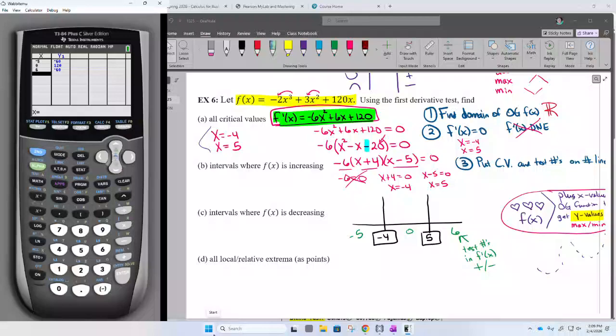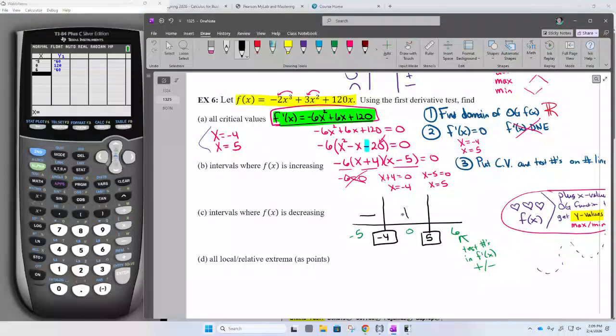But we don't actually care about the numbers themselves. All we care about is they came out negative, positive, negative. And according to our Cinderella story, if it's negative, that means our function was decreasing. If it's positive, our function was increasing. And if it's negative, our function is decreasing.